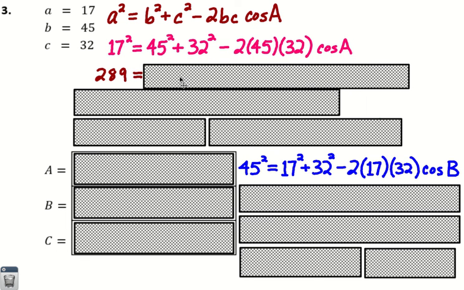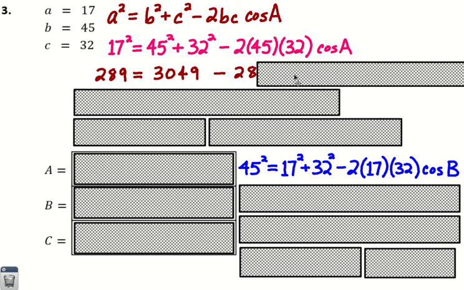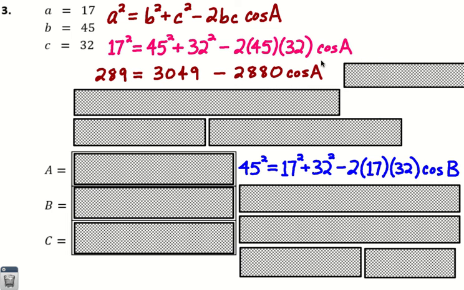17 squared is 289. 45 squared is that. 30, oh, I'm sorry, no it isn't. Let me repeat that. 45 squared plus 32 squared is going to be 3049. Okay, so again, I did a couple things at once. And so 45 squared plus 32 squared will equal this. And then 2 times 45 times 32 gets you this, or maybe I should say negative 2 times 45 times 32 gets you that.